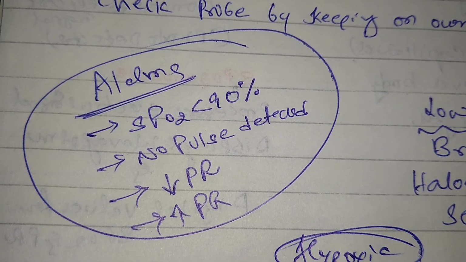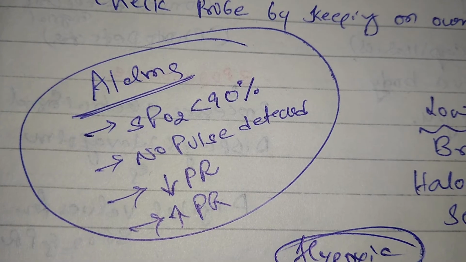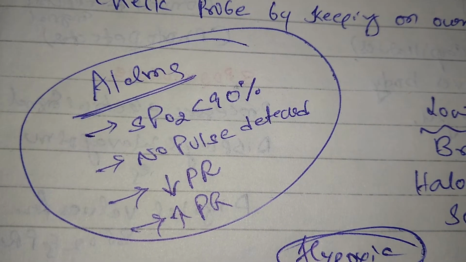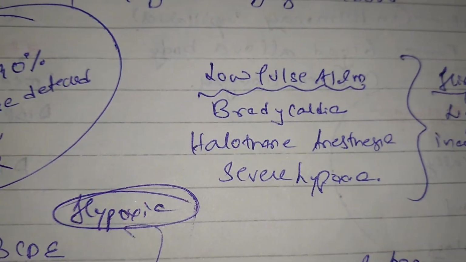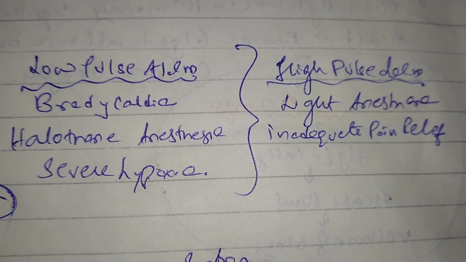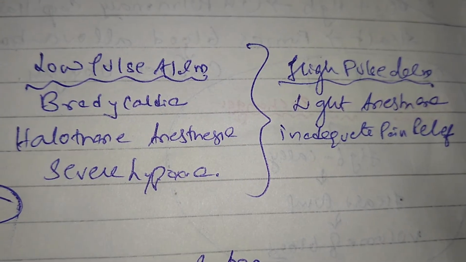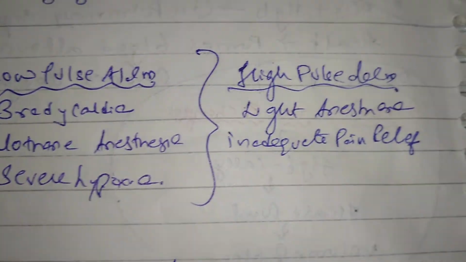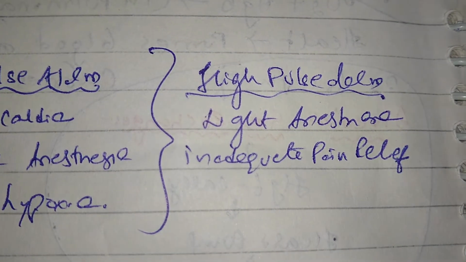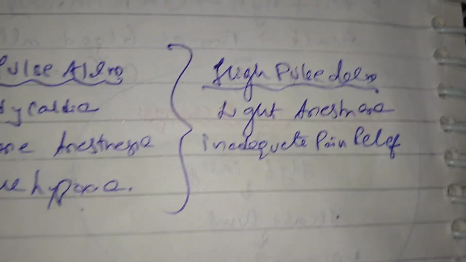If there is no pulse, alarms may be there. If there is decreased pulse rate or increased pulse rate, there also you can see the alarms. Now these are the main causes for low pulse alarm: bradycardia, hypothermic anesthesia, severe hypoxia. And if it is a high pulse alarm, it is because of light anesthesia or inadequate pain relief.